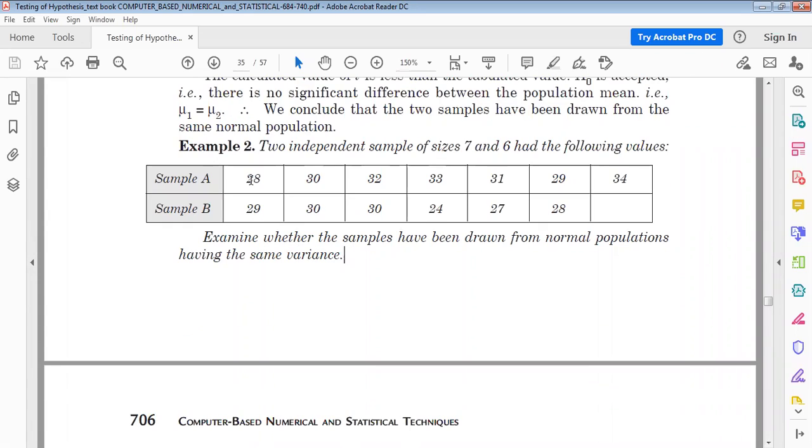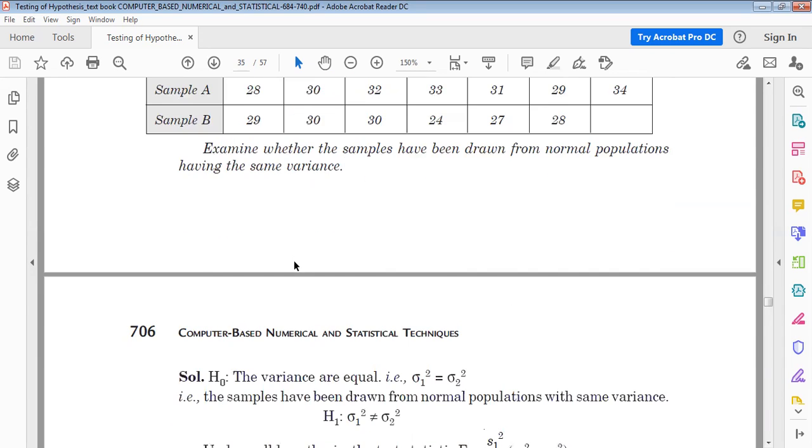Now another example: two independent samples of sizes 7 and 6. The first sample size n1 equals 7 and n2 equals 6. This is sample A, given, and the second is sample B. Estimate whether the samples have been drawn from normal populations having the same variance. We have to test whether the variances are the same or not, applying the capital F test.